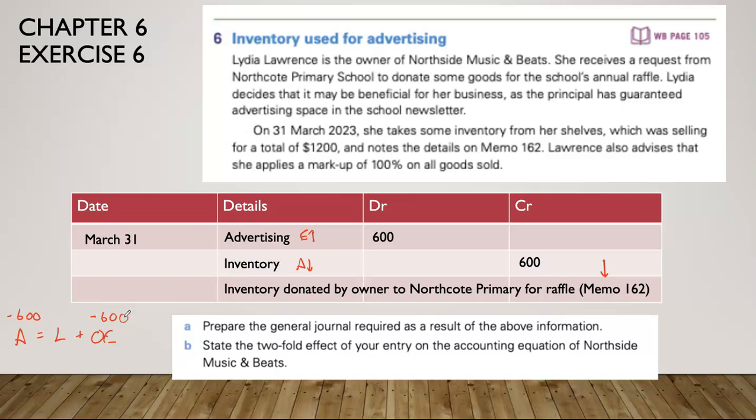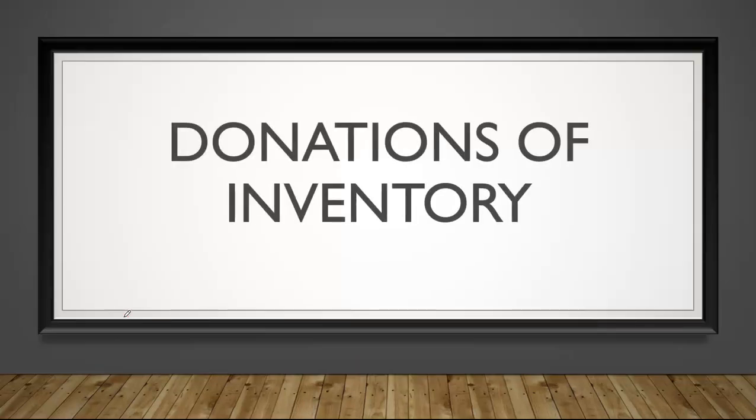Now, I hope that you've followed that example and the concept of donations of inventory for the purposes of advertising, because that is how we record it in Year 12 VCE Accounting. I hope that you followed and found this video useful and the example was useful, and I hope this helps you build your understanding of common transactions we're going to see in Year 12 accounting.